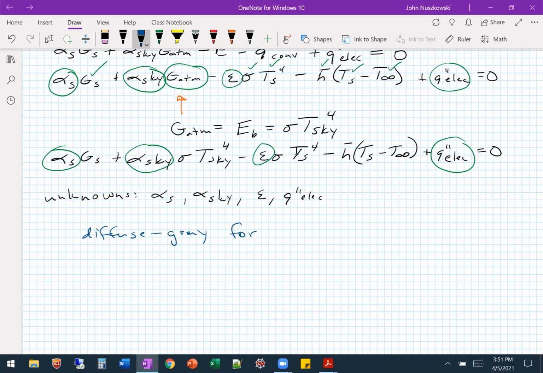for the absorptivity of the sky and the emissivity of the surface. So this is how the surface absorbs the sky's irradiation, is that absorptivity, and then how the surface emits its emission radiation portion, okay? And so we're saying diffuse gray for those two. So that's for just those two, because the solar, we can't, because the solar is 5,800, right?